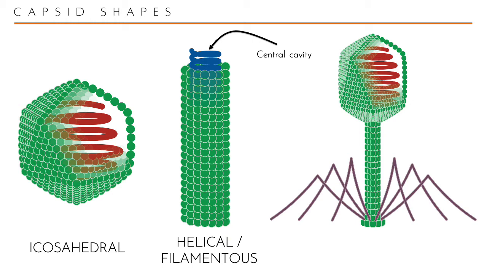And the complex shape of a capsid, or prolate, or the head-tail morphology, is a combination of the two. As you can see, the head is an icosahedral shape. The tail would be a helical or filamentous shape of the capsid.